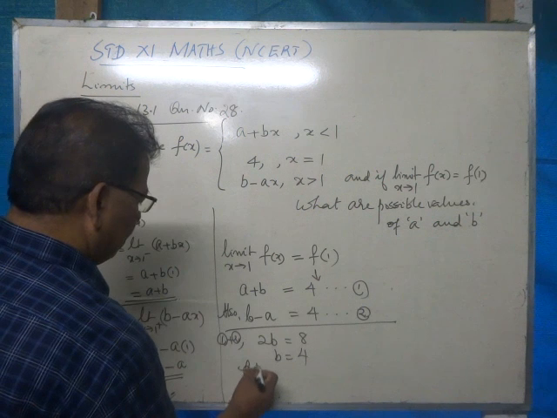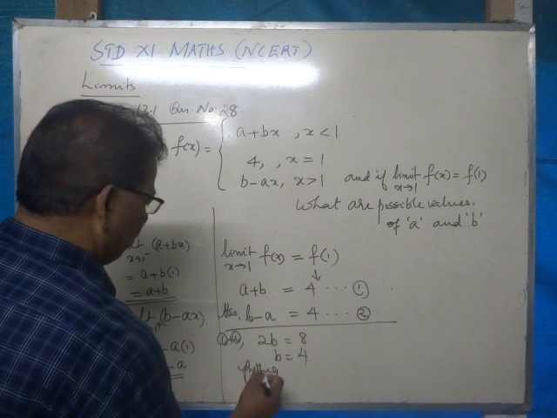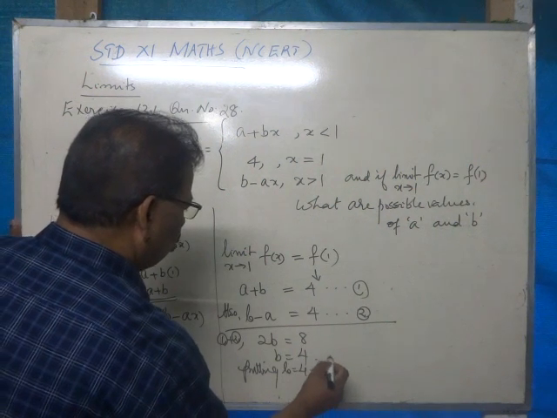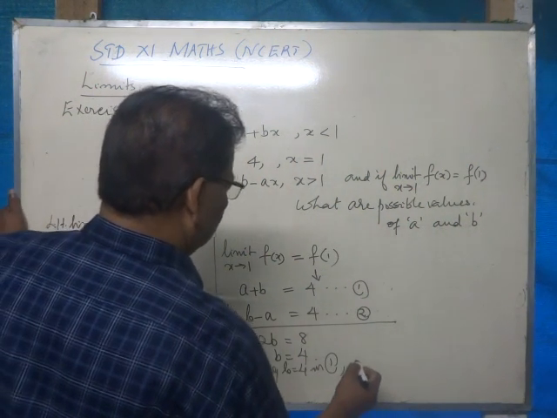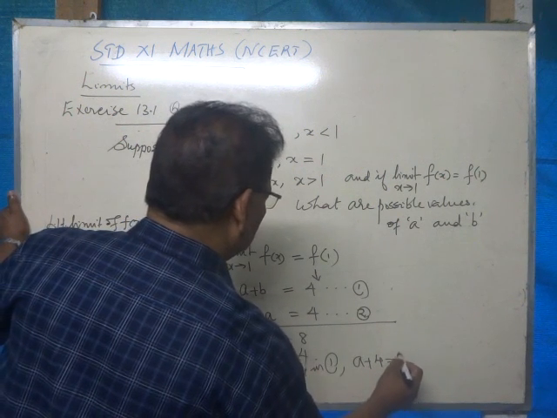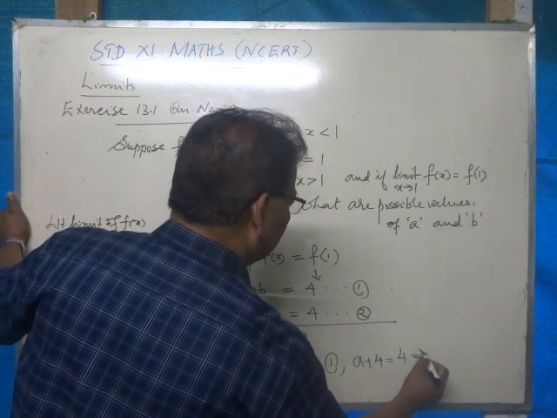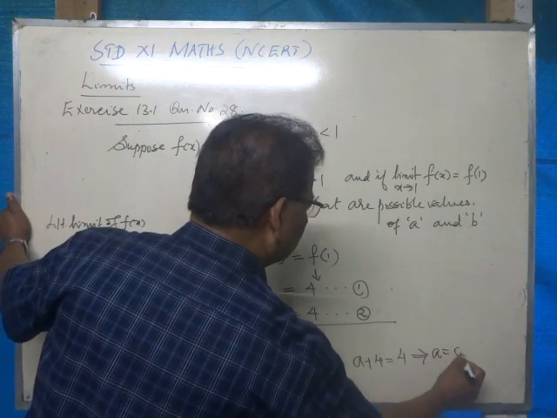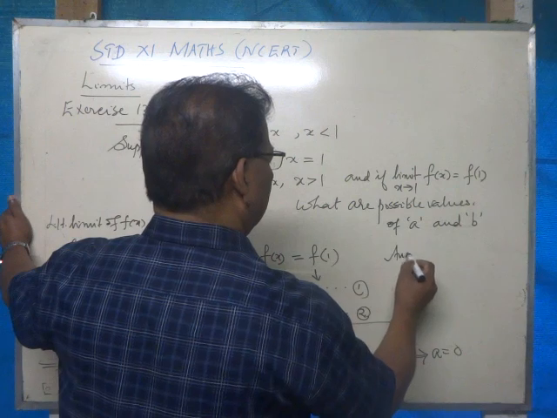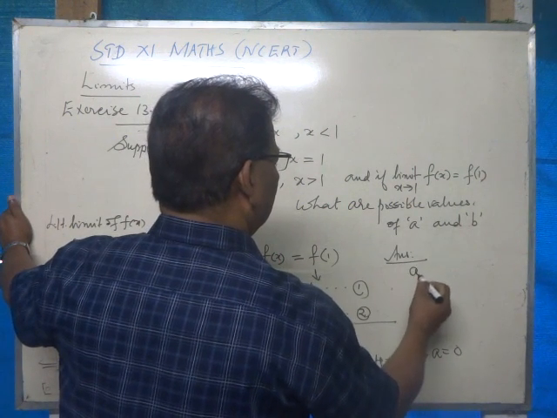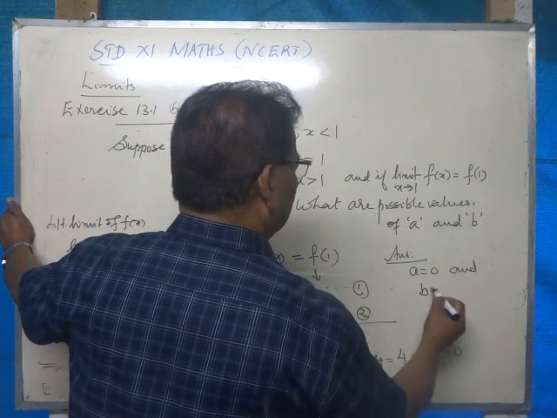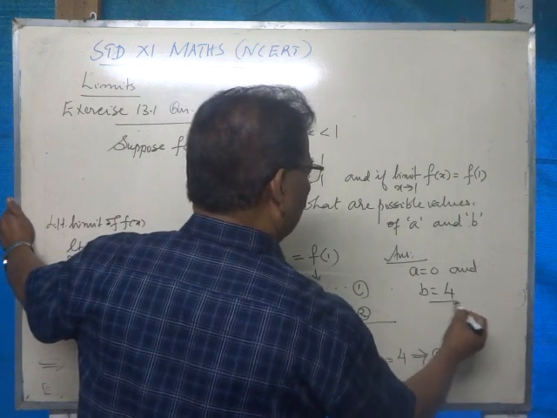Putting b equals 4 in equation 1, a plus 4 equals 4 implies a equals 0. Therefore, the answer to the question is a equals 0 and b equals 4.